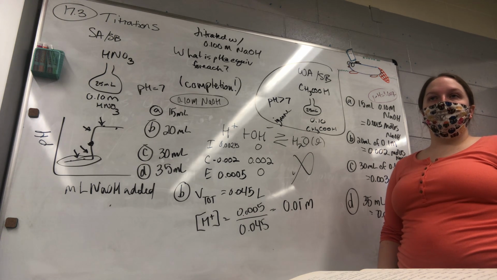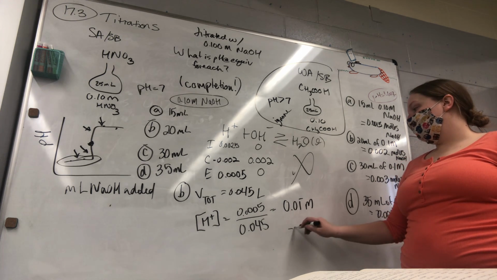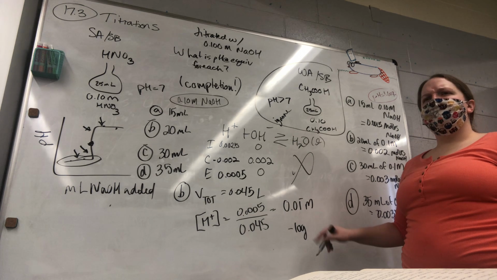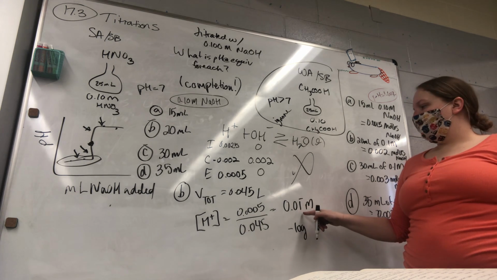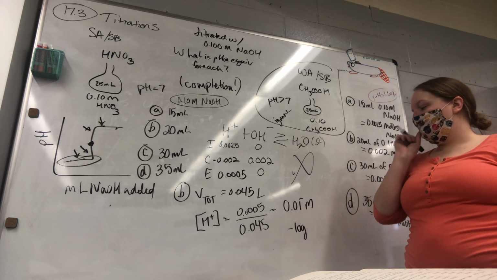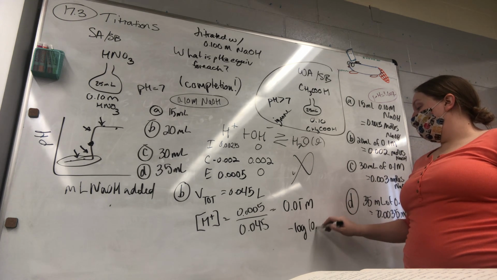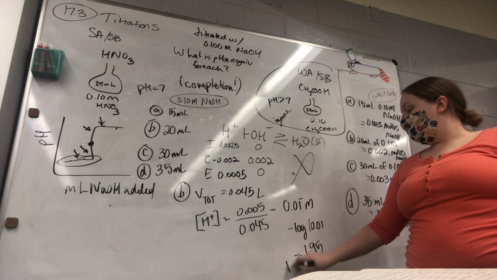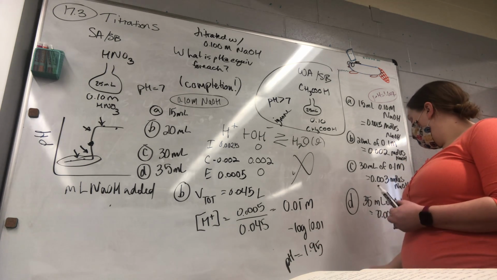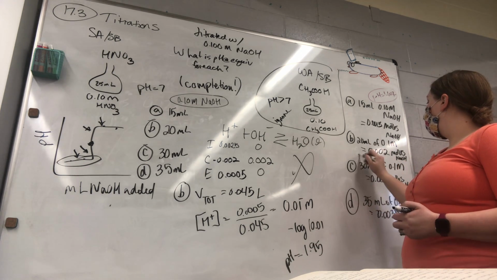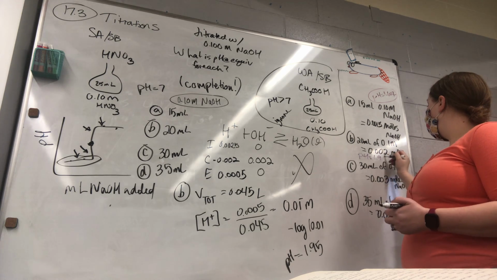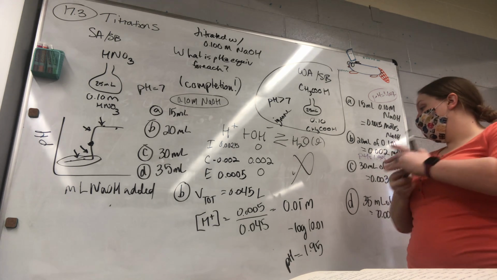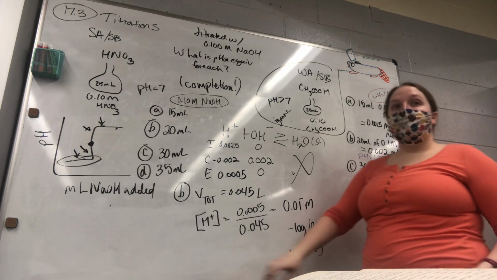What do we do next? Take the negative log. Wait, are you sure? Is it 2 zeros and a 1? No, only 1 zero. Okay, what'd you get? 1.95. Cool beans. Okay, what's next? Now we switch, right?